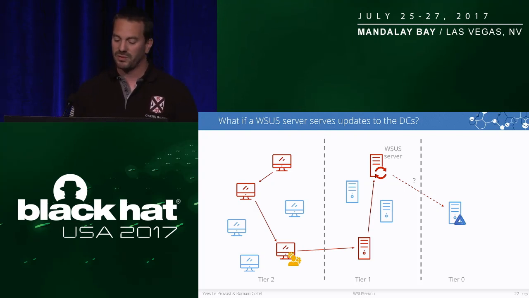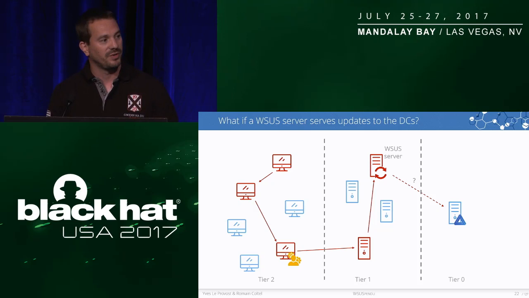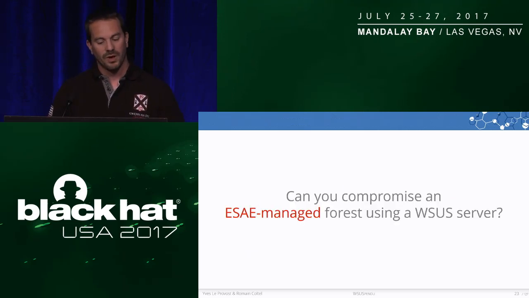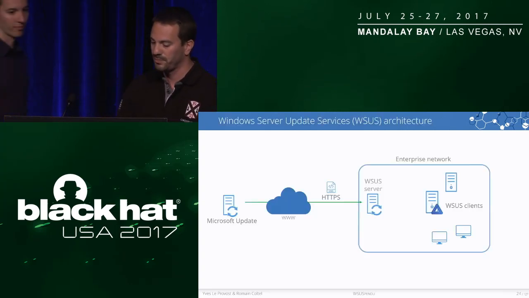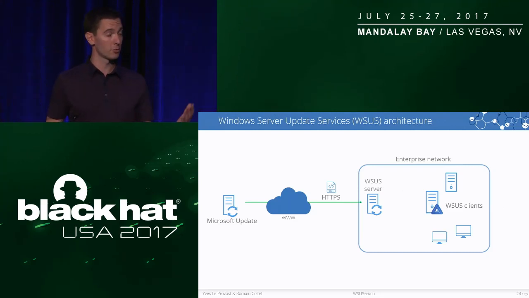We thought that maybe we could use it to deploy specific updates to control all the clients. And among these clients, perhaps there are some tier 0 servers. So the question becomes, is it possible to compromise an ESA managed forest using a WSUS server? And to answer this question, we need to understand how the WSUS architecture works.